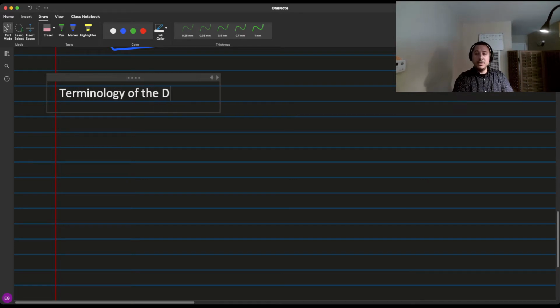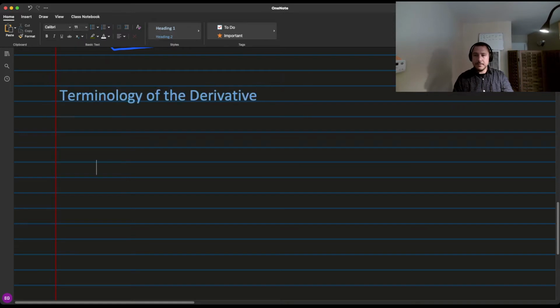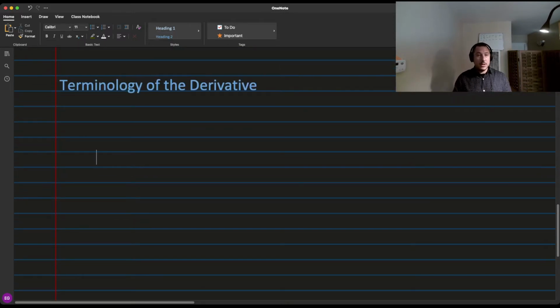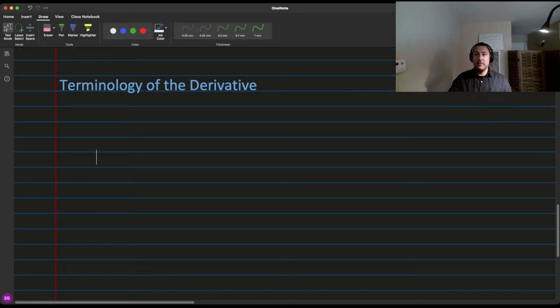Terminology of the derivative. Okay, so the derivative is this thing that gives you the slope of the tangent line. And so far, the one way we have of writing it is f prime of x. This is the function, this is the derivative, it gives you the slope of the tangent line at x. There are several different ways to write it.